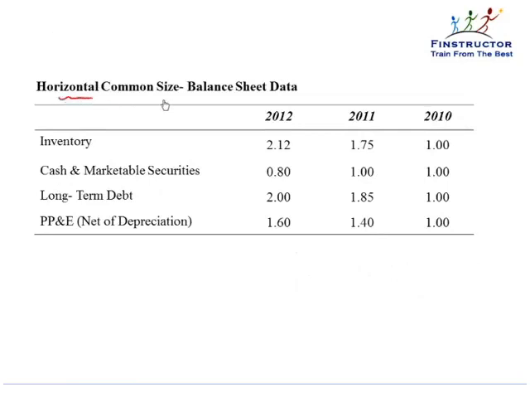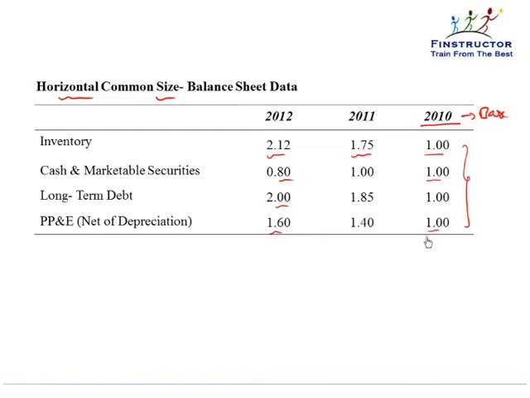In horizontal common size statements, we fix any year as a base year. So for example, in this case, we fix 2010 as the base year. So all values for 2010 would be assumed to be 1, and subsequent years would be calculated relative to the year 2010. So inventory, for example, in 2012 was 2.12 times the inventory in 2010. Likewise, cash has gone down a little as compared to 2010. Long-term debt has doubled over the 2-year period. Property, plant and equipment net of depreciation is 1.6 times the number in 2010.